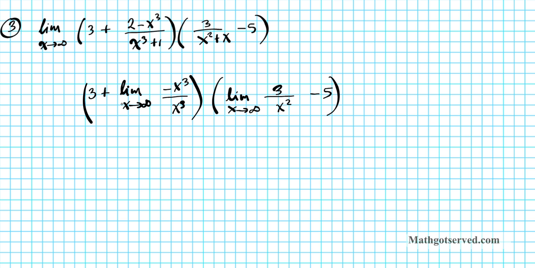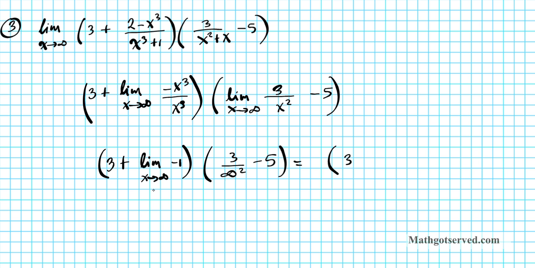All right, so now we're going to have 3 plus, now these divide out, right? So it's going to be the limit as x approaches infinity of negative 1. And then here, we're going to have 3 over infinity squared minus 5. Now negative 1 is a constant, independent of the direction of x, so it's going to still remain negative 1, times 3 over infinity. Remember, when you divide a number by infinity, you're going to collapse to 0, minus 5. Okay? And then we have 3 minus 1 is 2. 2 times negative 5 is negative 10. So there goes your limit.